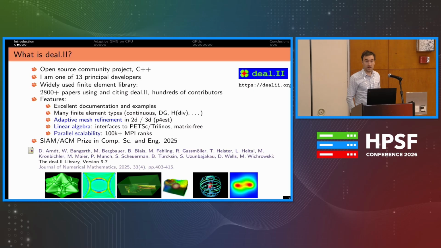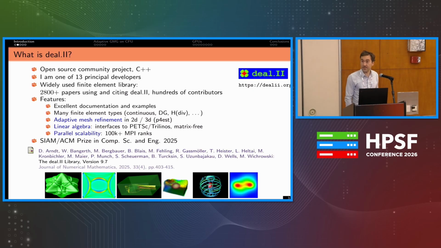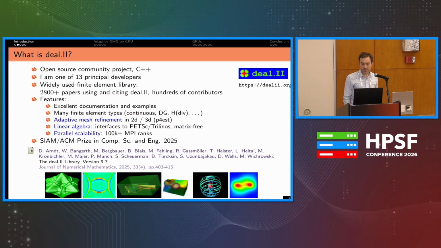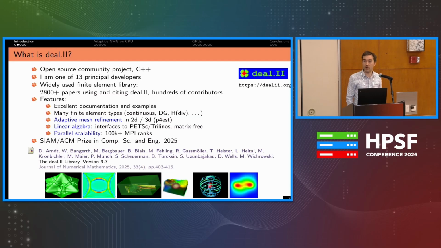Deal.II is a community project to solve all kinds of finite element problems. It's a C++ library developed over 25 years or more. I'm one of the 13 developers, and there are thousands of papers that we know of, mostly in academia, of people using deal.II for their science.